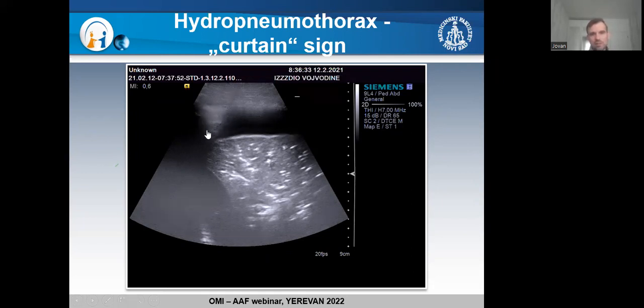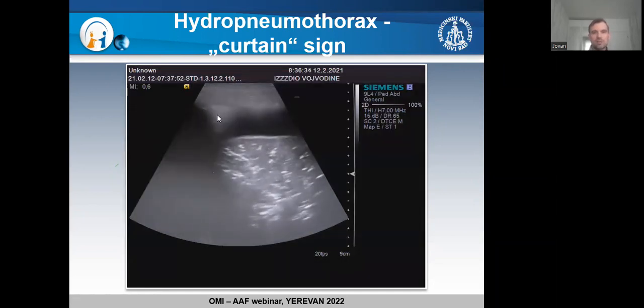But look at this. It resembles A lines, right? And it's within the pleural space. So look at it. This is a sign of hydropneumothorax, a curtain sign, like somebody's pulling on and off the curtains within the pleural space.